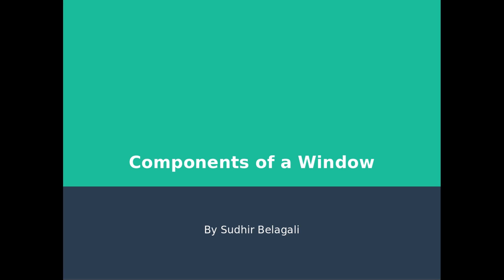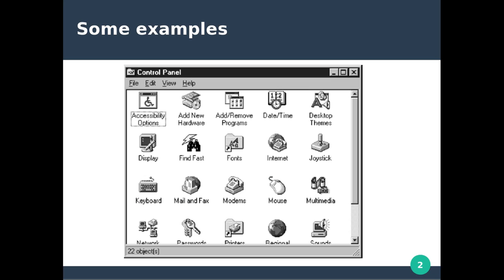Hello all, let's discuss components of window. These are some of the examples of window. Just look at it. There is a close button, maximize button, minimize button, and there are so many display elements also. Anyhow, we will discuss all these things in detail.